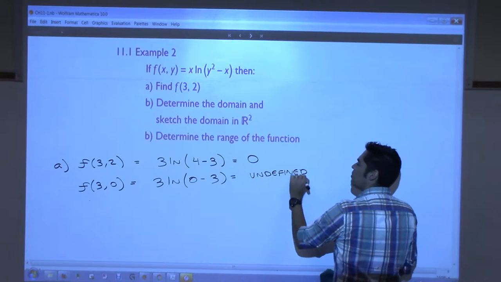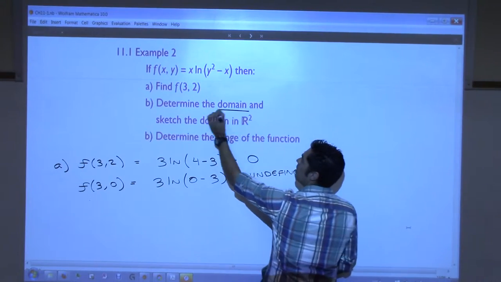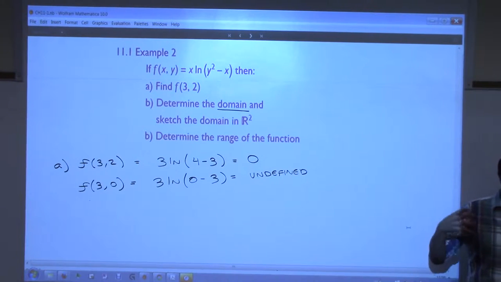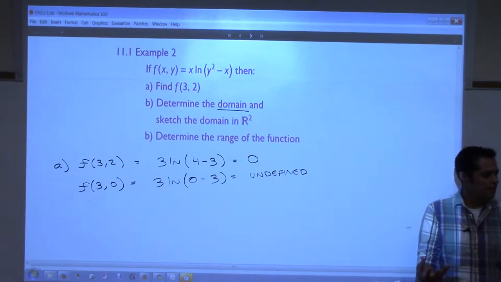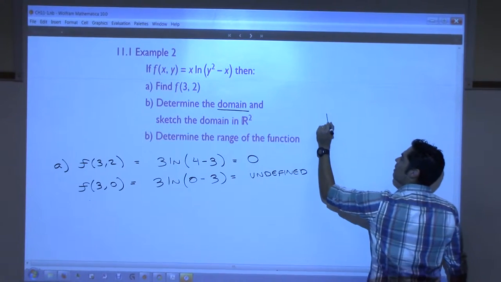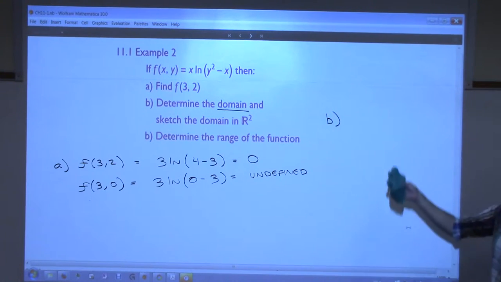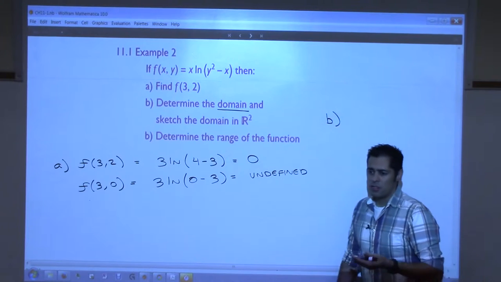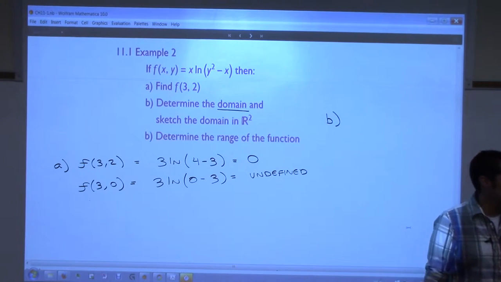So we're trying to find in this problem the domain for part B, which is give me a graphical representation of all of the points that are allowed, right? So what are the things we have to concern ourselves with for part B? What are the things that would cause us a problem when you look at that function? Yeah, the natural log function cannot handle 0, can't handle negative numbers.